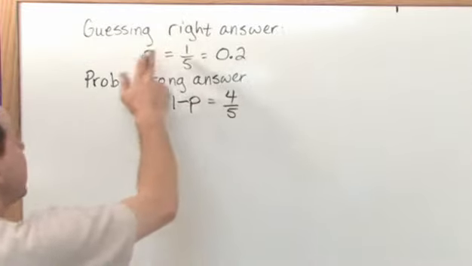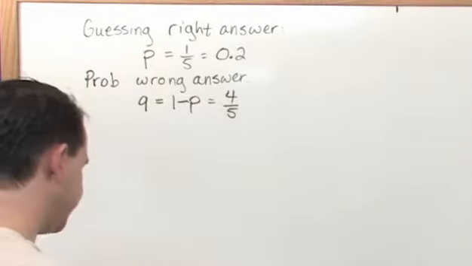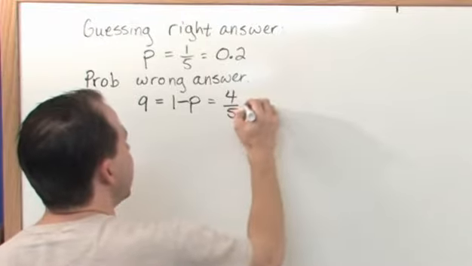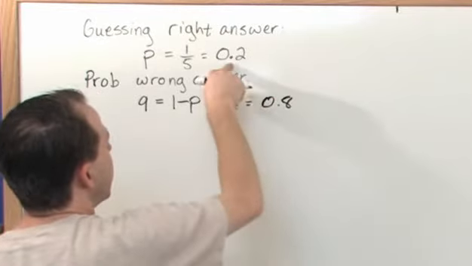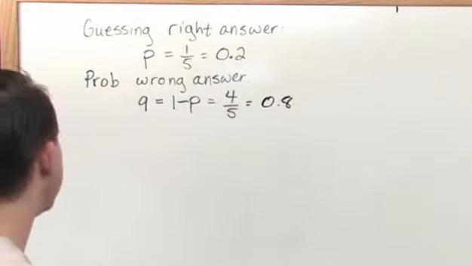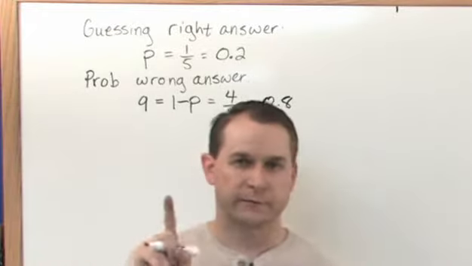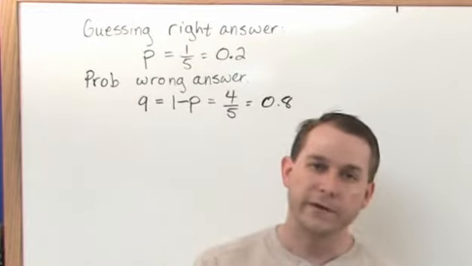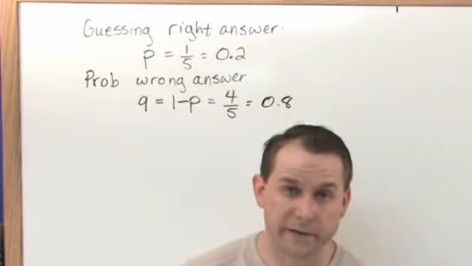So probability of right, probability of wrong, and you would guess this is 0.8. 1 minus 0.2 is 0.8, right? So far, it hasn't been rocket science. So for one question, the first one on the test, 1/5 of being right, 4/5 of being wrong.